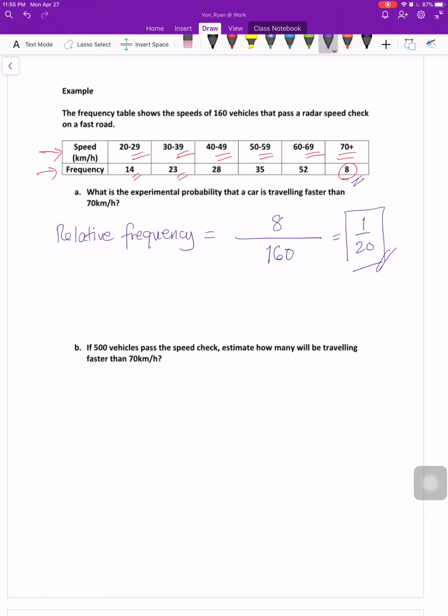Now that idea is related to the next question. Suppose 500 vehicles pass the speed check. Now estimate, that's why it's an estimate, how many will be traveling faster than 70 kilometers per hour?